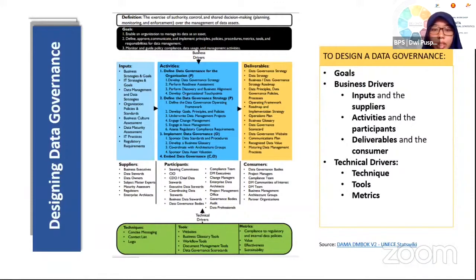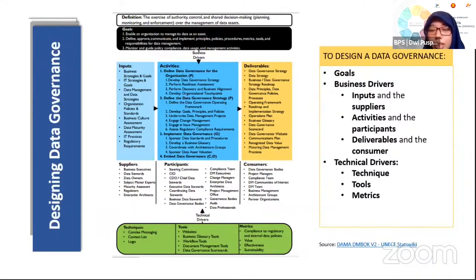And then during performing the activities, we need to include several participants, for example, steering committee, chief information officer, and then chief data officer or chief data steward, executive data stewards, and so on. It depends on your organizations. You can modify that.